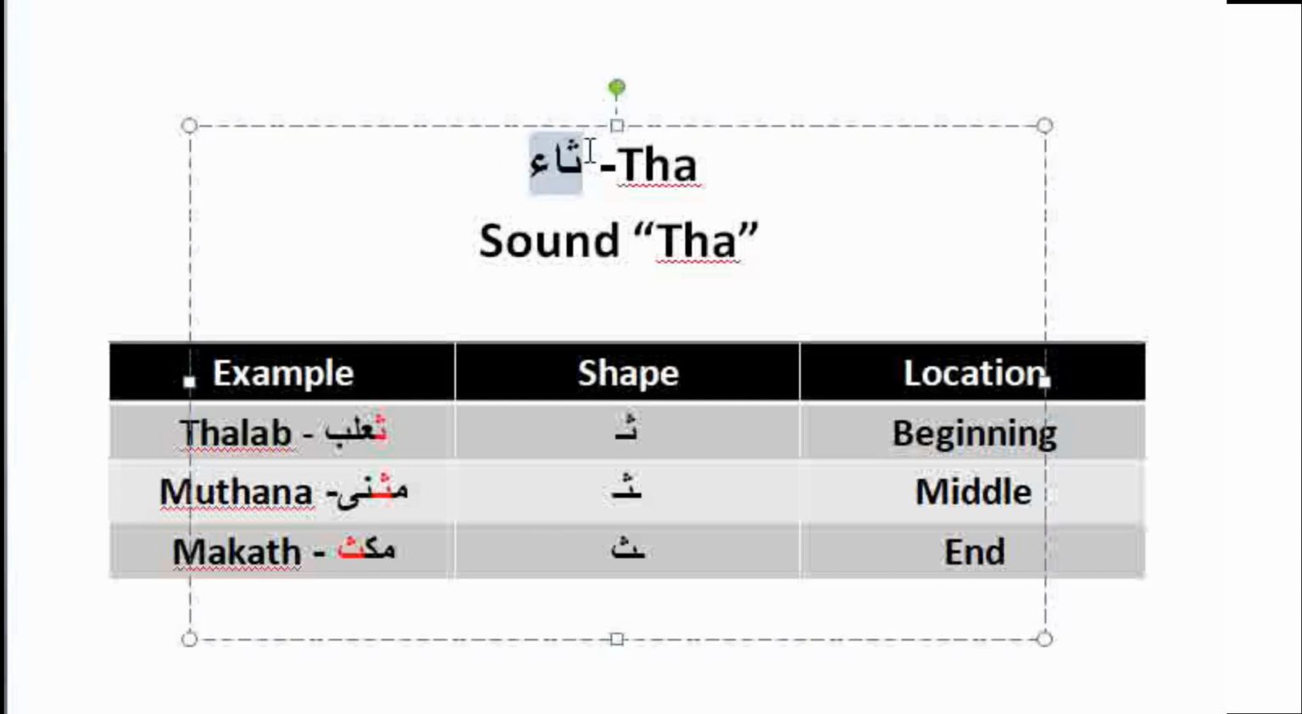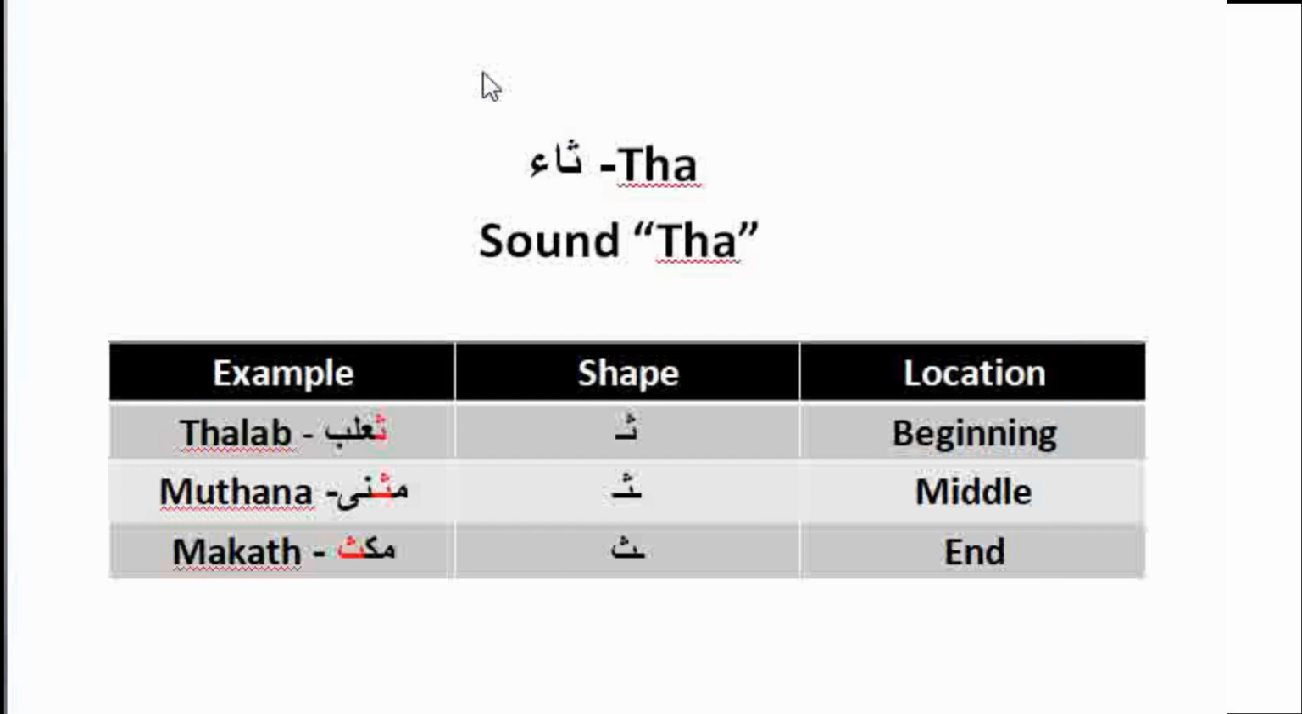Tha. We don't have a similar letter in English, but we have the sound Tha, which is used for an example of this is the word three. Three, number three. This sound, Tha.